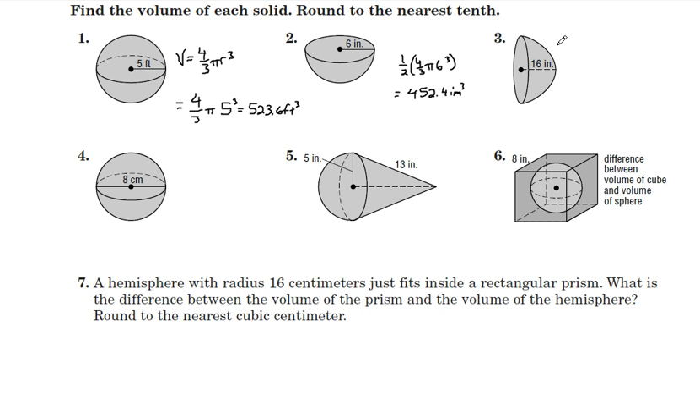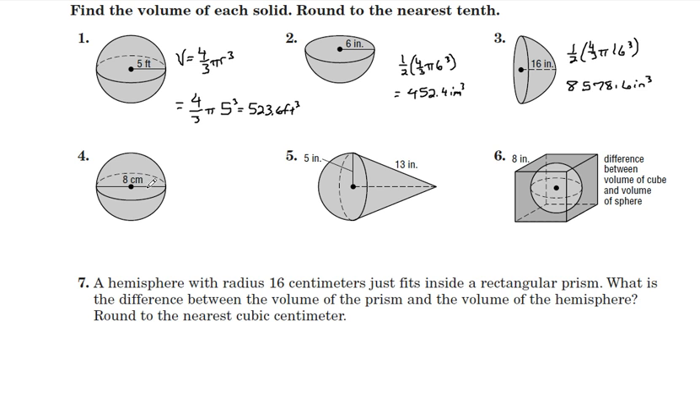Okay, we have yet another hemisphere. 1/2 of 4/3 pi r cubed. The r here is 16. Notice, I know it's pointing different, but the radius is a radius regardless of whether you're a sphere or hemisphere. Calculator will yield 8,578.6 cubic inches.